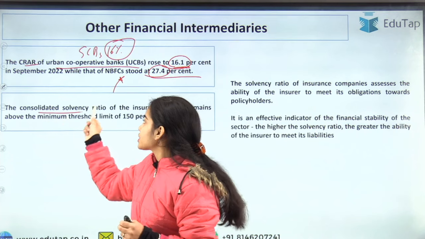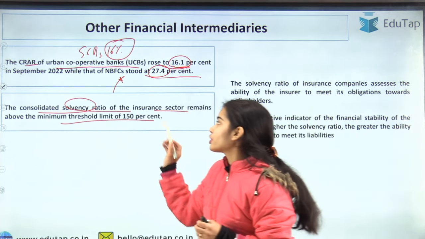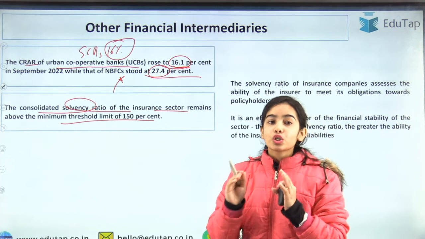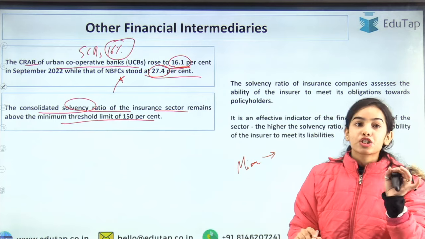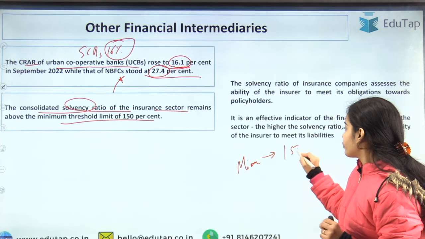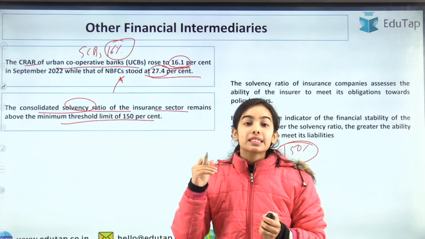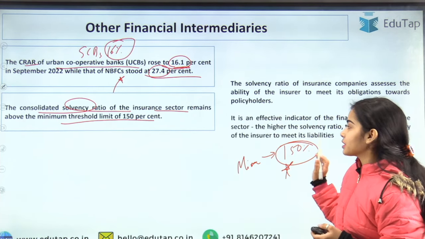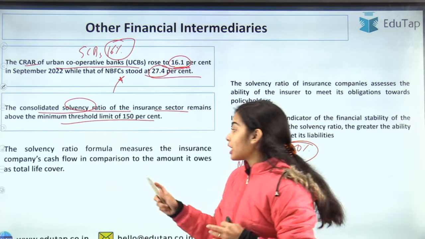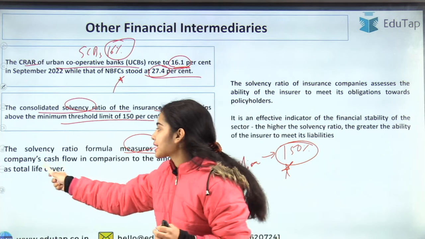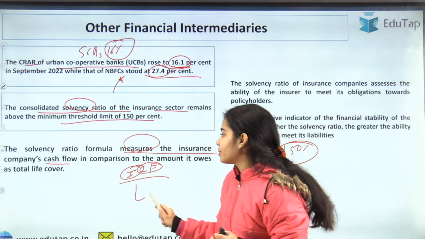The consolidated solvency ratio of the insurance sector remains above the minimum threshold limit of 150%. The minimum solvency ratio that the insurance sector has to maintain is 150%, and the ratio maintained by the insurance sector is above this mark. What is the solvency ratio? The solvency ratio formula measures the insurance company's cash flow, that is, how much income or cash flow they are getting against the liabilities.